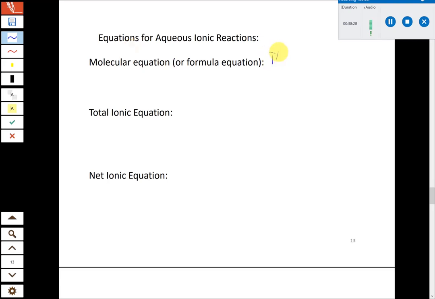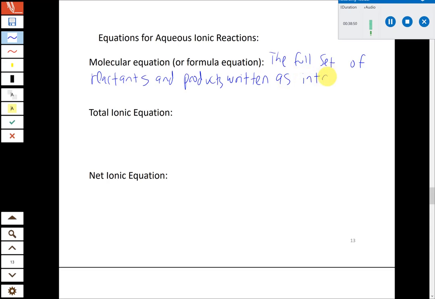And so in this setup, what you're going to do is put the full set of reactants and products without separating them into ions, writing them just as intact species. So for the formula equation, we don't separate ions, even though that's in reality what's happening in solution. We just write them together.